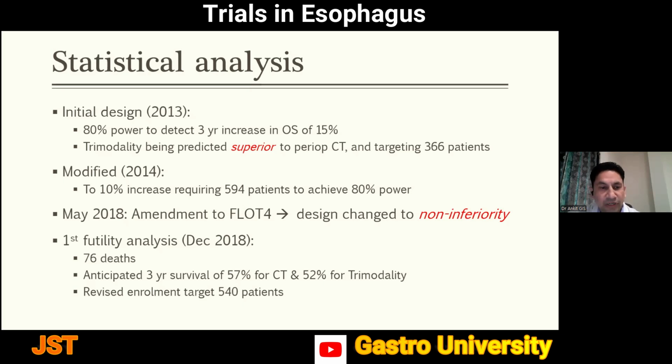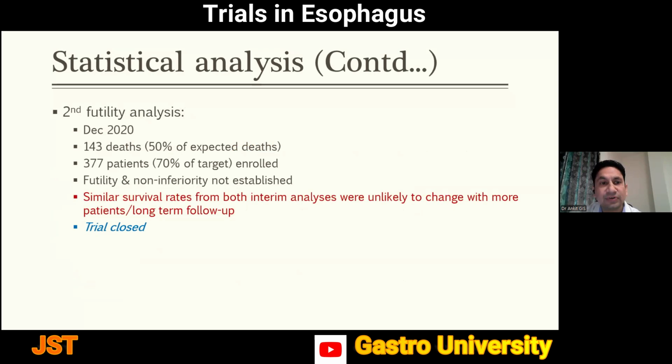The first futility analysis was done in December 2018, by which time there were 76 deaths and an anticipated 3-year survival of 57% for chemotherapy and 52% for trimodality therapy. Again, they revised the enrollment target to 540 patients. The second analysis was done 2 years later in December 2020, when there were about 143 deaths, 50% of expected deaths, and only 377 patients could be enrolled till that time.